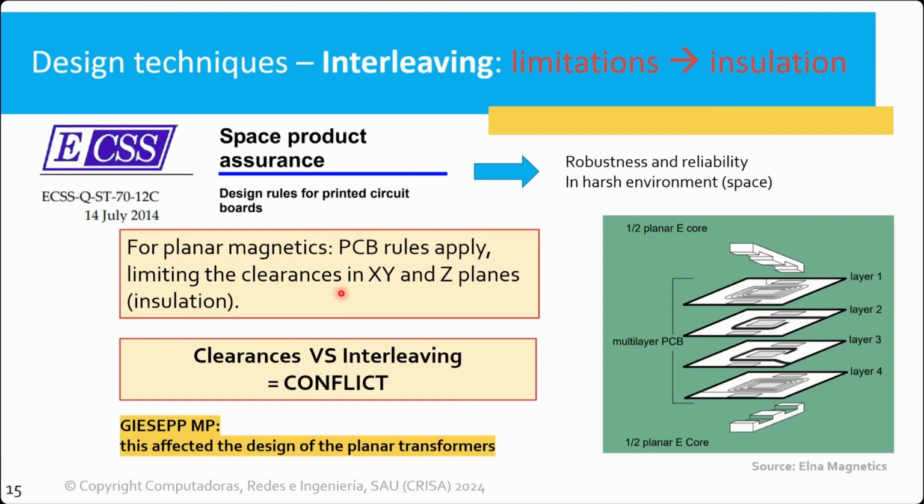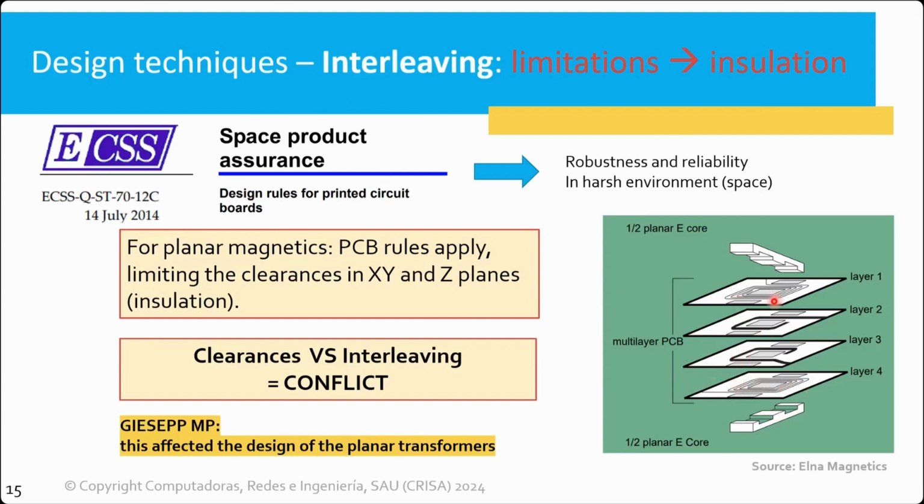But there are some limitations to this. There are some standards, mainly the ECSS for Europe, that we have to meet in order to ensure that we will have enough robustness and reliability in space conditions. This one in particular, which refers to the restrictions or specifications of PCB design, is applicable in the case of the planar transformers, because, as I said before, their windings are made out of PCB. They are embedded in the main PCB.